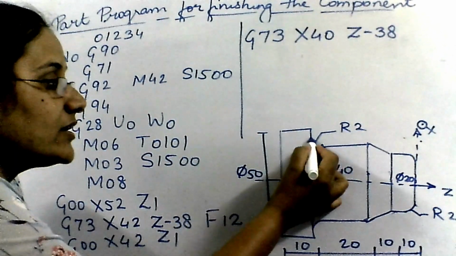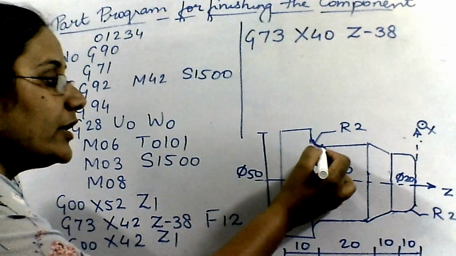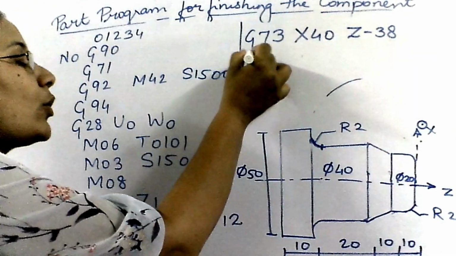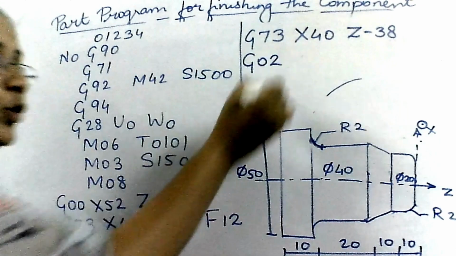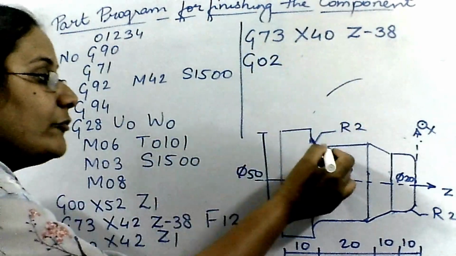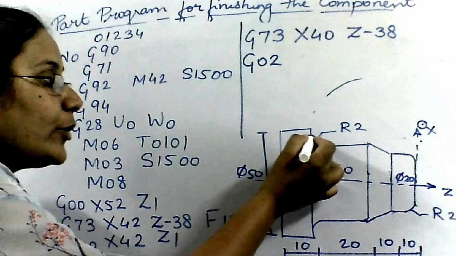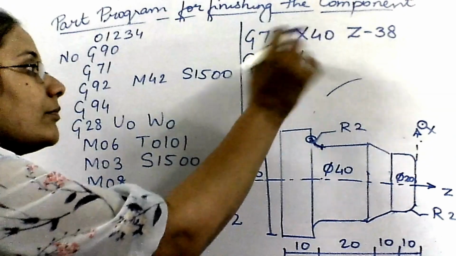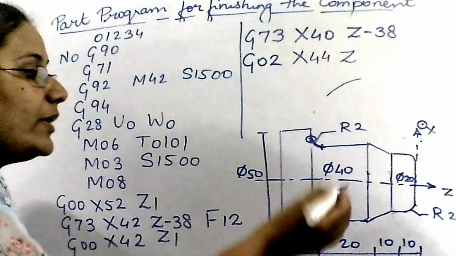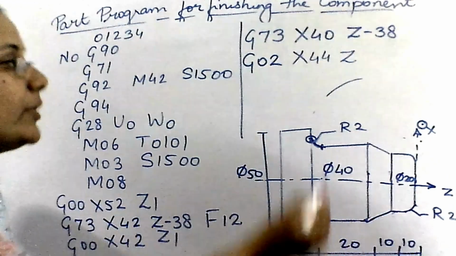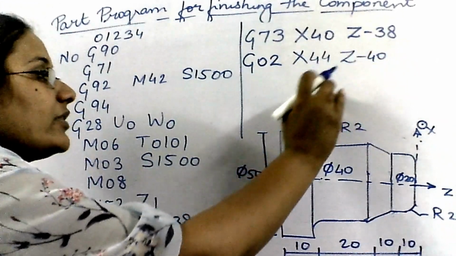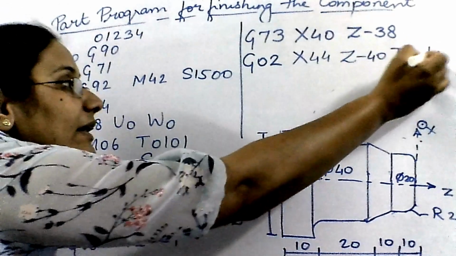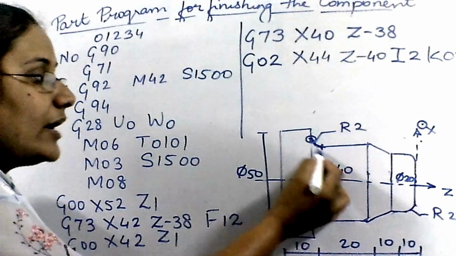Now I have to make this fillet. Now if you observe carefully, in order to make this fillet, I have to go clockwise and the code for clockwise interpolation is G02. And I have to specify the coordinates of the end point of the arc, that is this point, that's X44 and Z would be, I have reached up till here, so Z would be minus 40. Along with that, I am going to specify I and K also. So my I would be 2 and K would be 0. So I am done with this fillet.